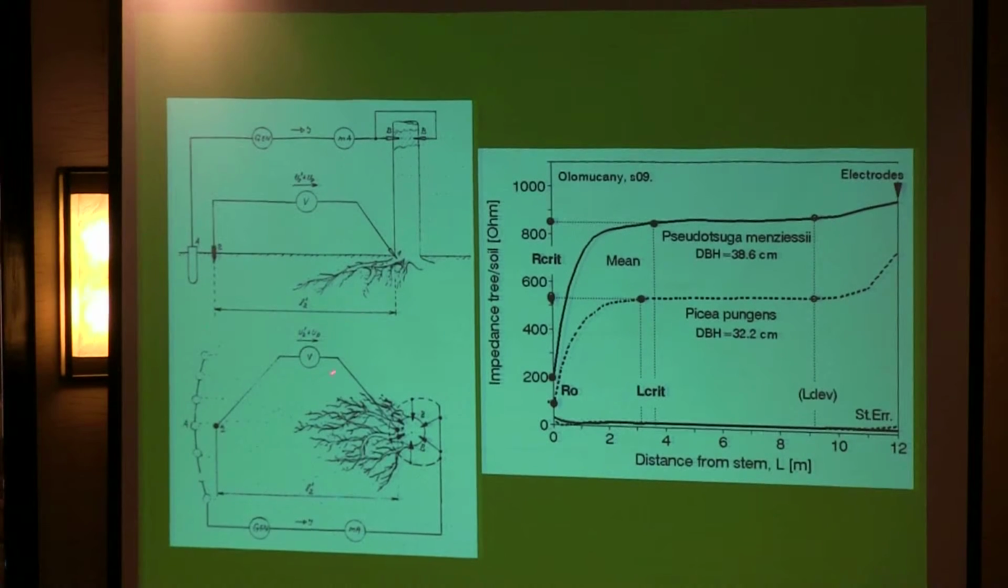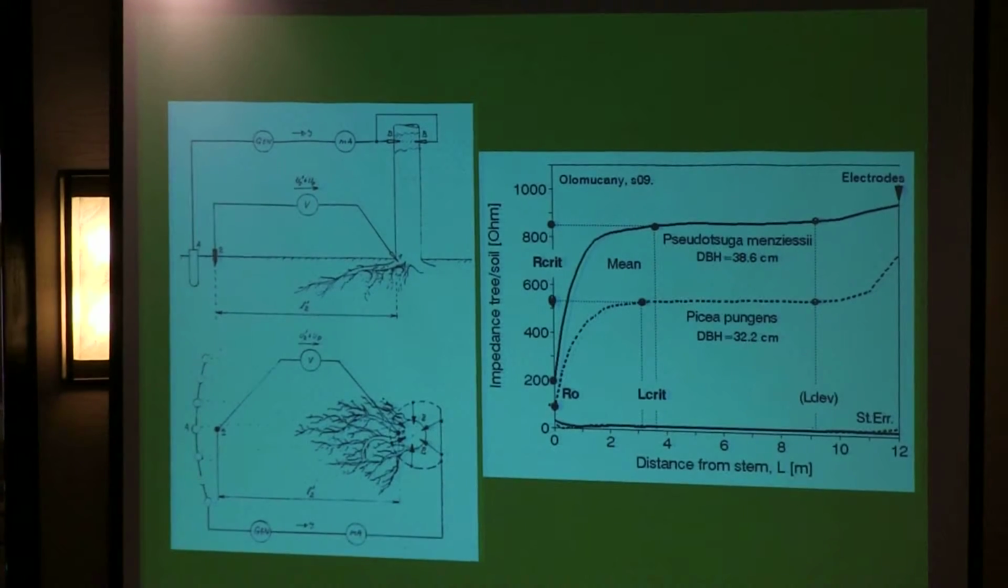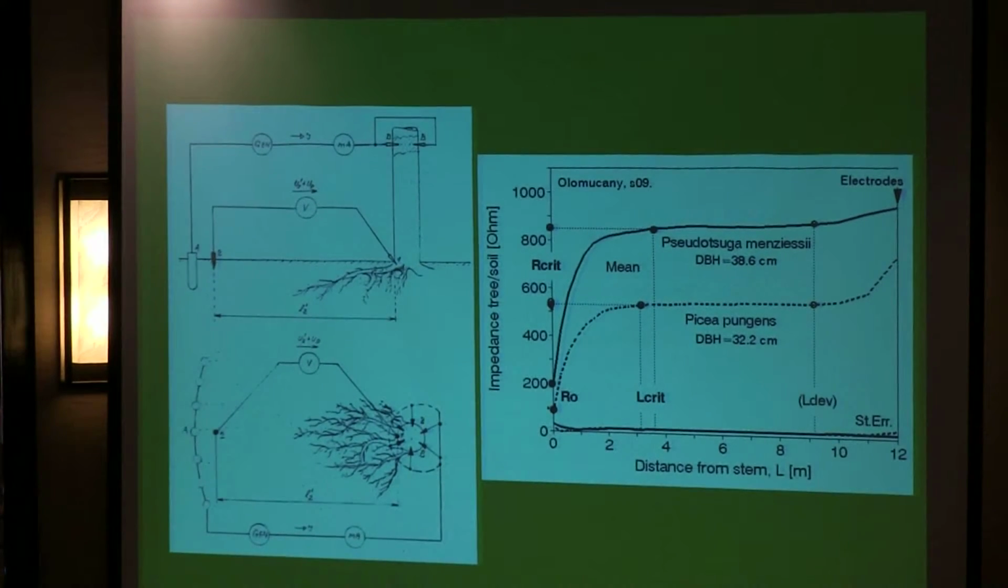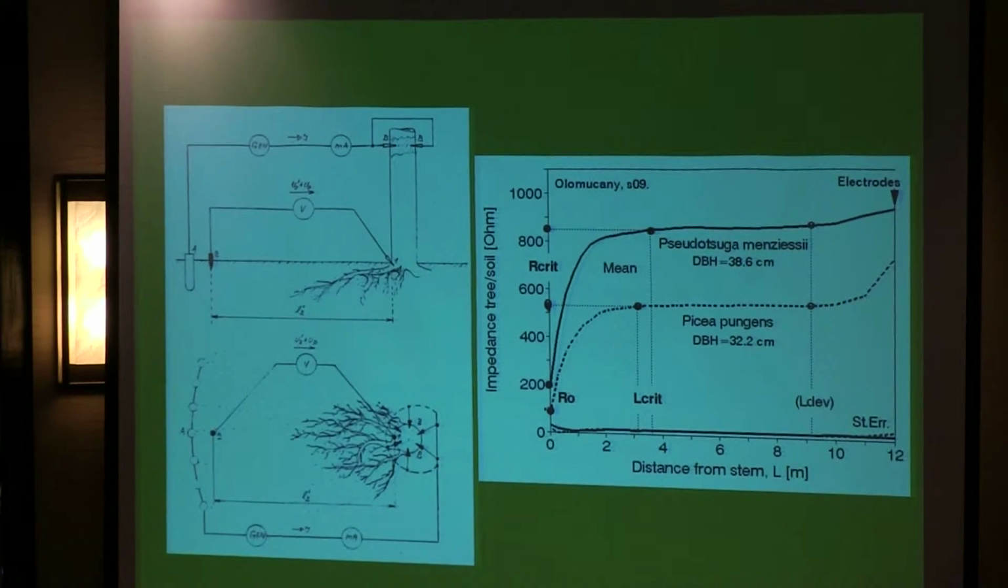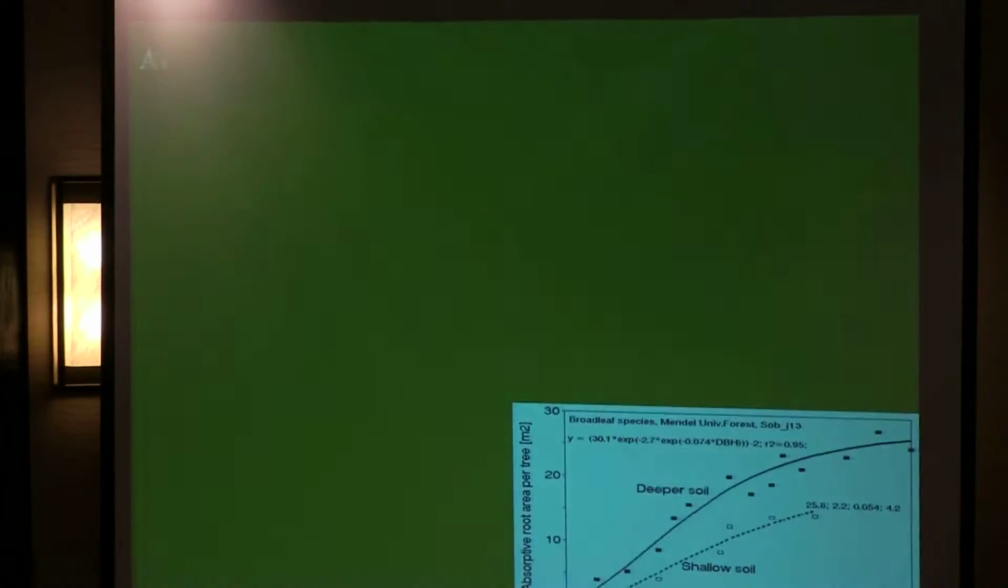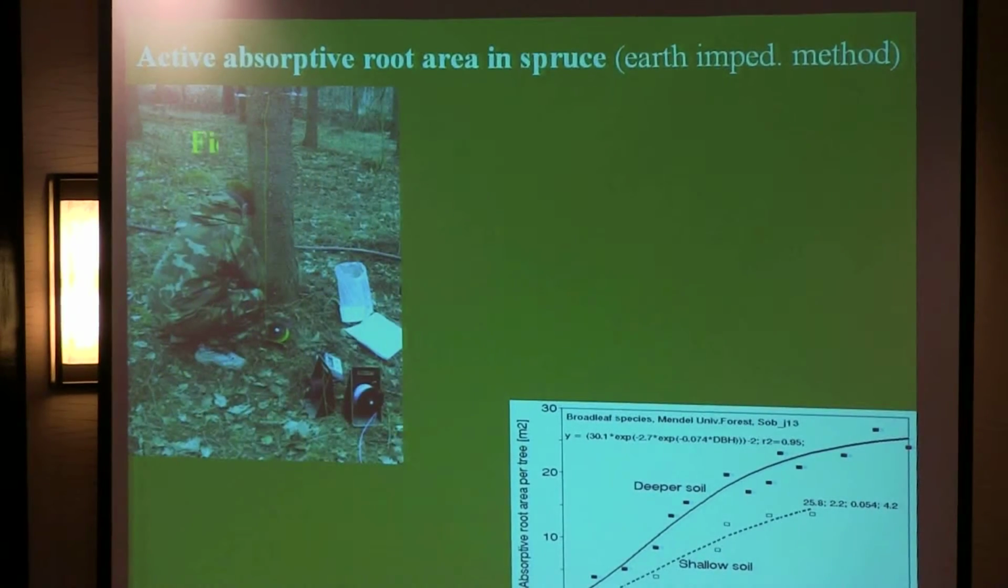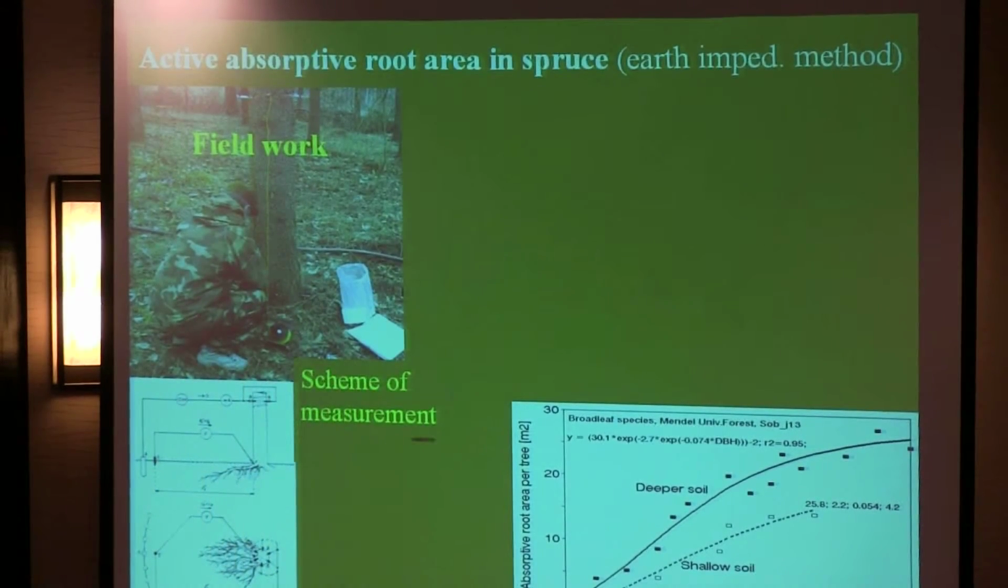When we measure this electricity on the roots, just to show you differences, we measured simultaneously one Douglas fir and one spruce. The spruce was growing in a wetter soil, and this one was growing in drier soil. So we see differences at this scale, at this height. And so these are the input data which we use for further calculation of root area. Some examples.